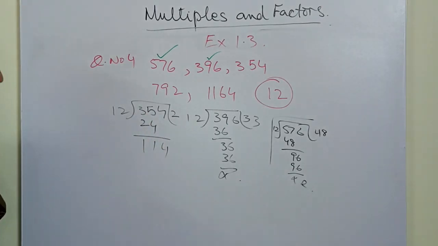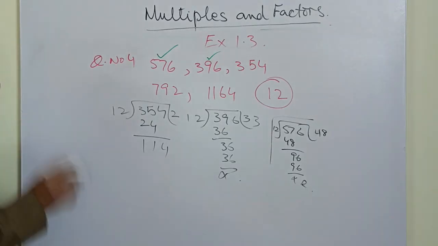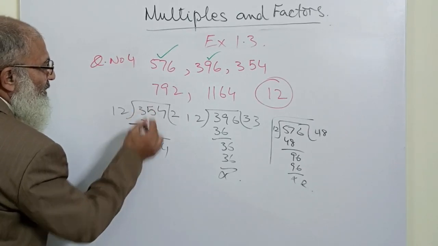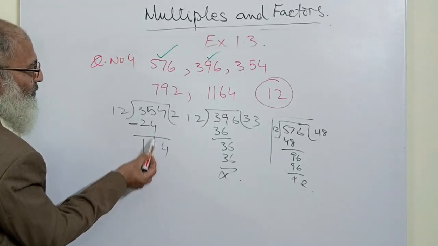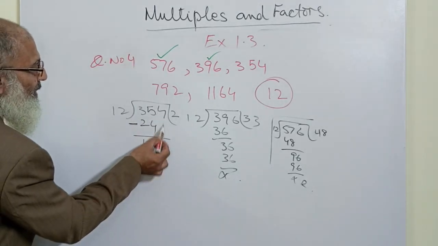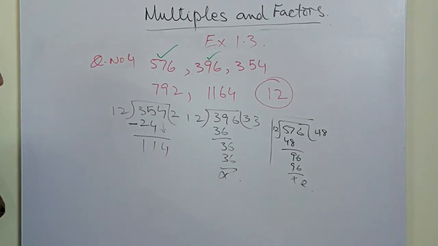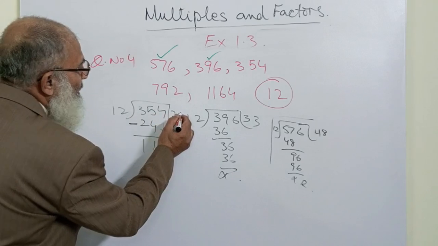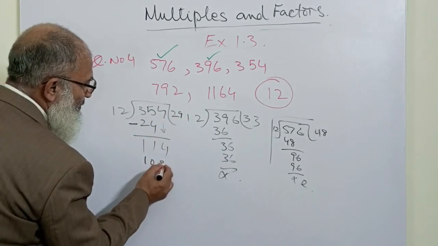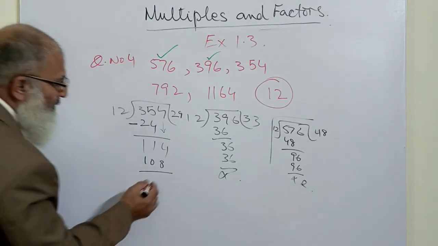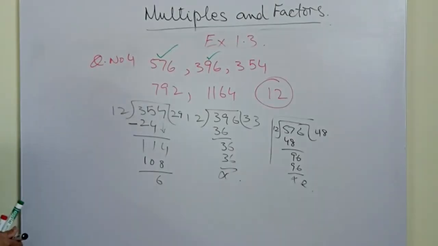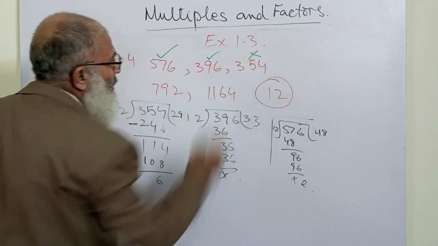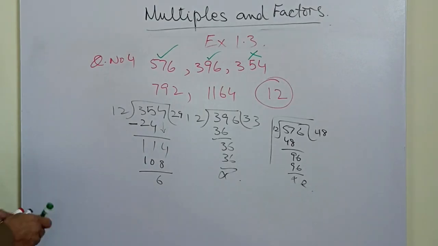I know that you just know the division process. Just to recap, I made the difference between the two. 5 minus 4 is 1, 3 minus 2 is 1, and 4 has come from this side. So this is 104. And you know that 12 9 times is 108. So we are left with a remainder, and that is 6. So this number is not a multiple of 12.